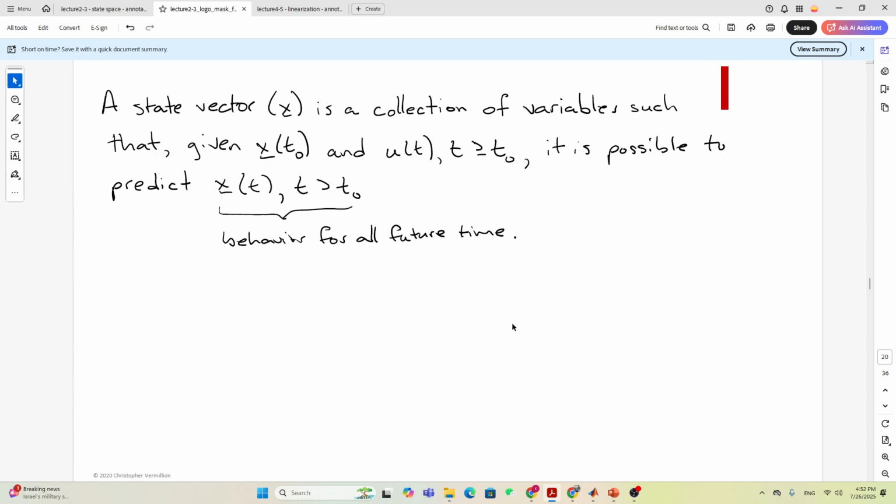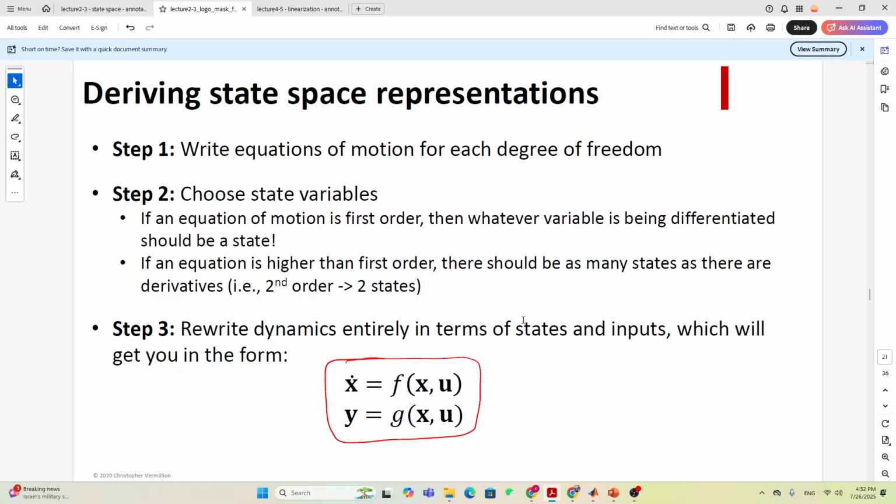If you look at this more carefully, a state vector is a collection of variables such that, given an initial condition, your initial state, and your input u, at any upcoming time, it is possible to predict your state response. How we derive the state space representations, it's not that difficult.